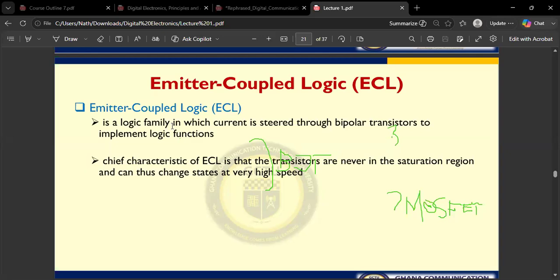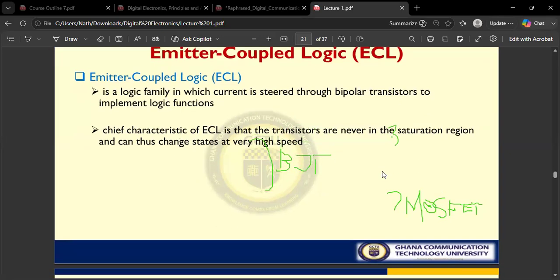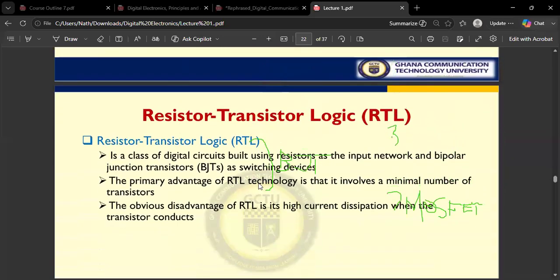So the emitter coupled logic is a logic family with current, like I said, BJT deals with current, in which current is steered through bipolar transistors to implement the logic function. The characteristic is that it prevents the transistor from entering the saturation region and can change state at a very high speed. That's what I said already.